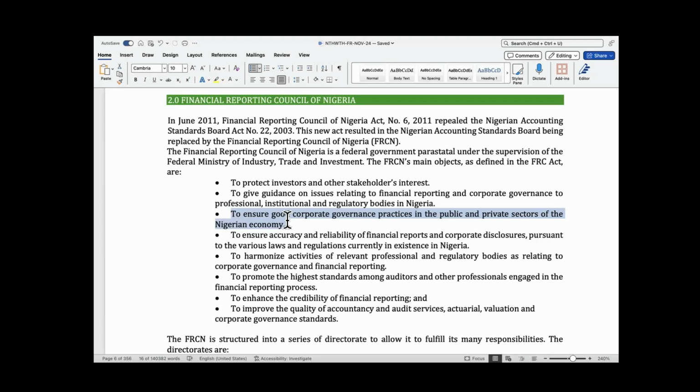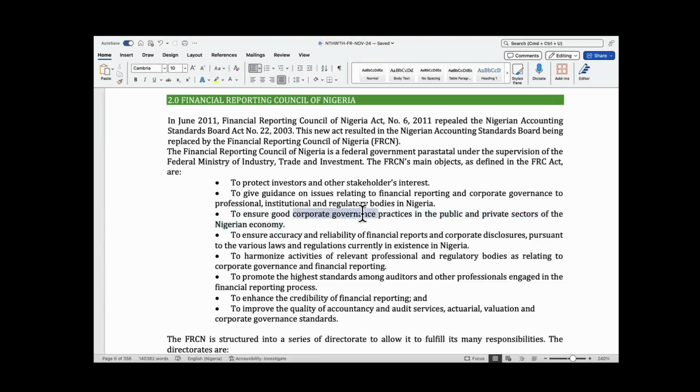Now, they go out for audits. They go out to ensure that entities have good corporate governance practices, not just private entities, but even public entities also. It's part of their mandate. It's part of their objective to ensure that they have good corporate governance in place. Like I mentioned, a company without good corporate governance can never publish a reliable and accurate financial report. It's not possible because there is high tendency for manipulation.